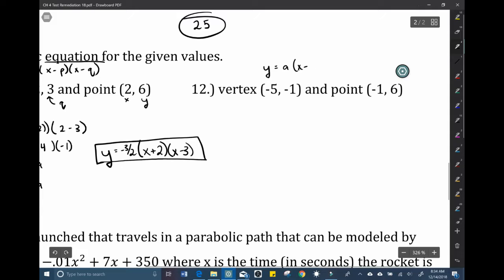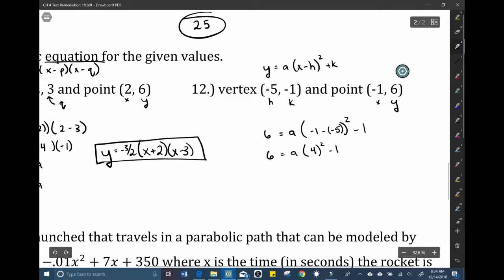a times (x minus h) squared plus k. x, y, h, k. 6 is equal to a, we're not sure, but we know negative 1 minus negative 5 squared minus 1. 6 is equal to a times negative 1 plus 5, which is 4 squared, minus 1.